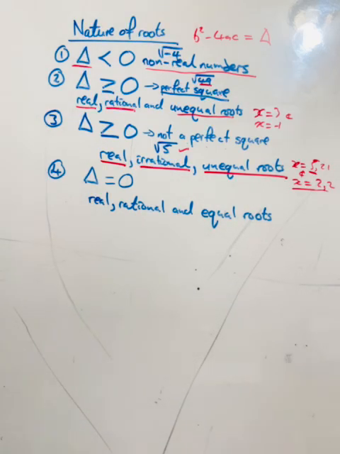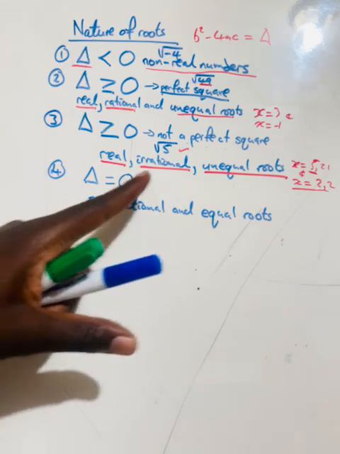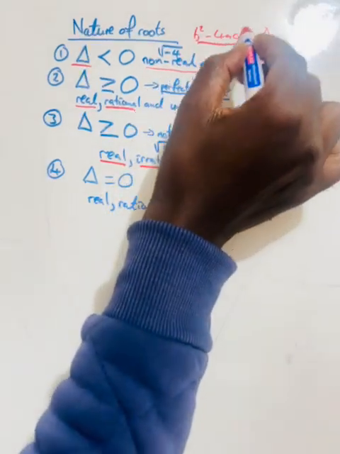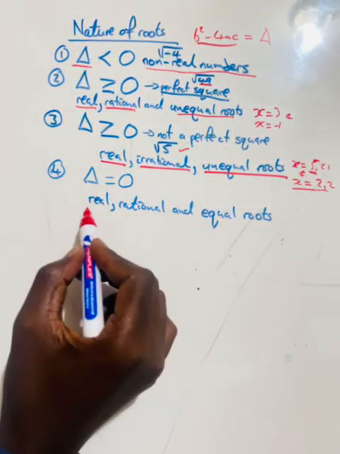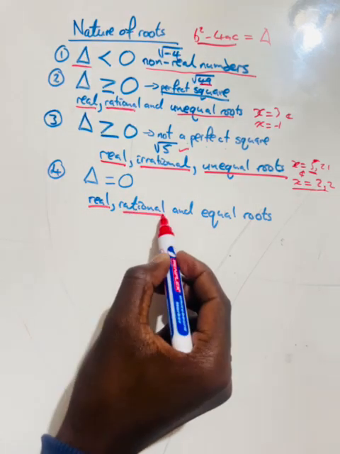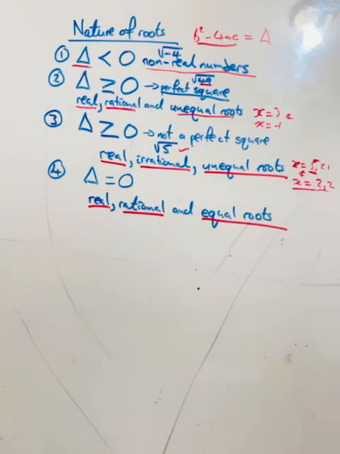Then we've got situation number 4, where your discriminant is equal to 0, your delta is equal to 0, meaning to say that when you use your b squared minus 4ac, you are going to get a 0, right? When you get such, it tells you that your roots are going to be real numbers, rational numbers, and their roots are going to be equal roots, right?